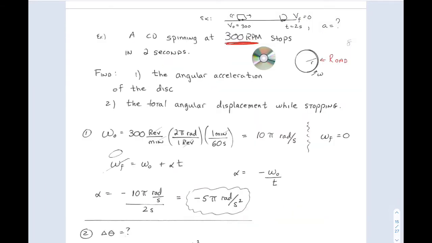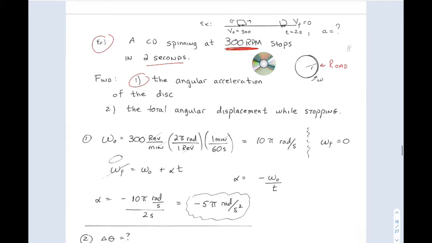Continuing on, here's a problem where I have a CD spinning at 300 revolutions per minute, and it stops in 2 seconds. I'm asked to find the angular acceleration of the disk. Again, this is analogous to what we did in chapter 2. The numbers don't make sense for a car, but imagine a car moving with an initial velocity of 300, and it stops in 2 seconds, so V final is 0, and I'm asking what's the acceleration. That reminds you of equation 1. But now we're doing this in the rotational world.